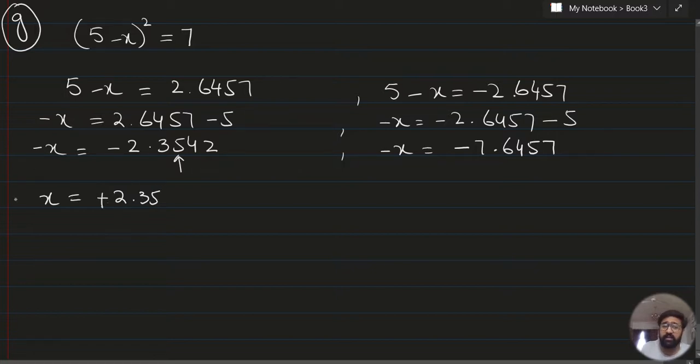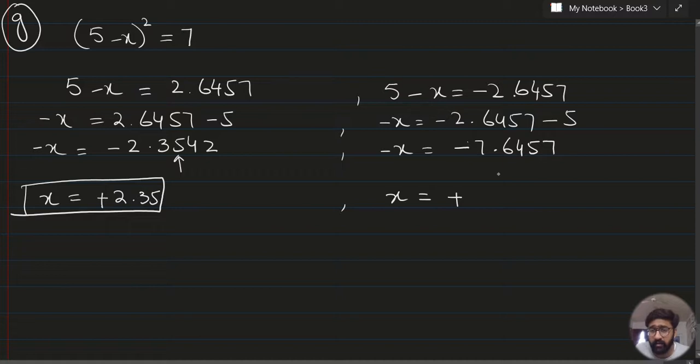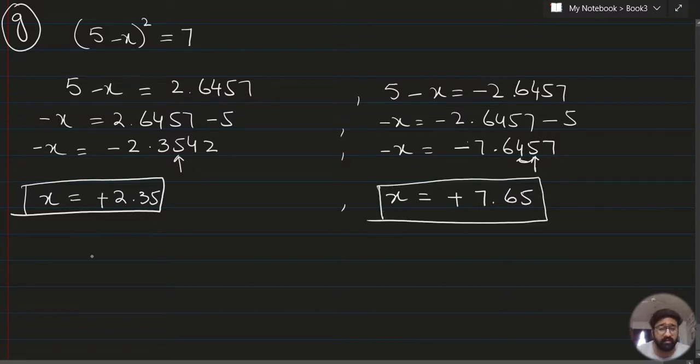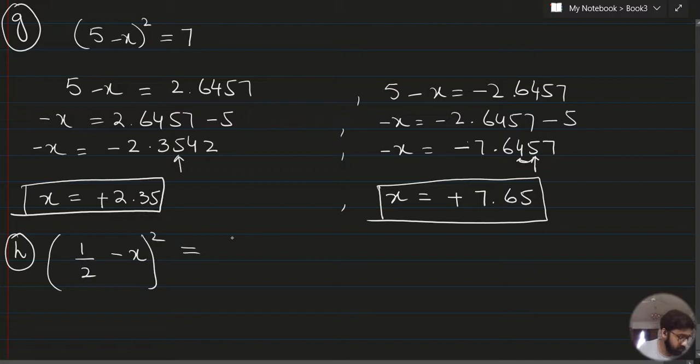So negative and negative is going to make this a positive. So this is the value of x, and the other value of x is going to be positive again because of the negative and negative being divided. So 7.65, because this 5 is going to round off this one, since we are supposed to write the answer in two decimal places. So H part, and that is (1 over 2 minus x) whole square is equal to 10.